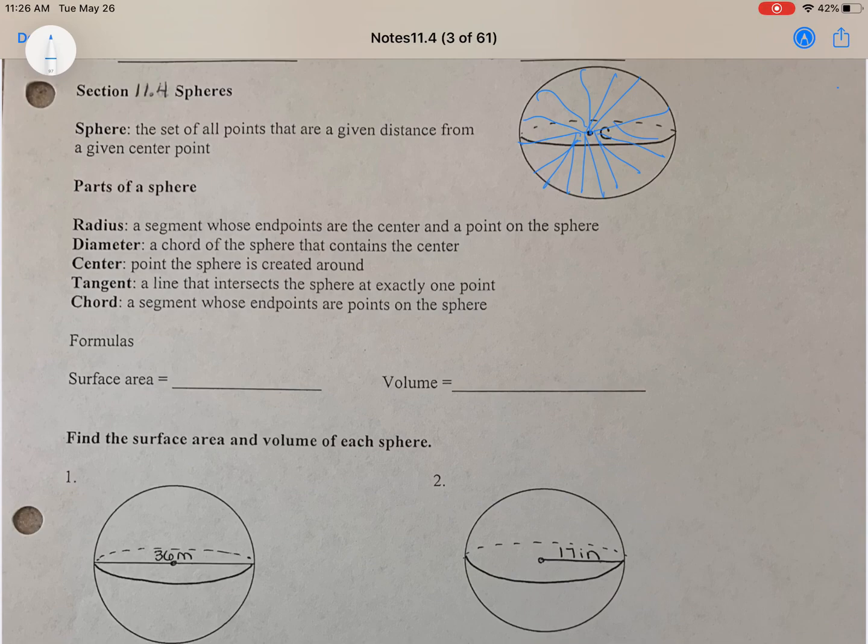So parts of a sphere, we have the radius, typical, from the center point out to any point. The diameter goes through the whole thing. You have your center point, and don't necessarily worry about tangent and chord because you're not going to use those.